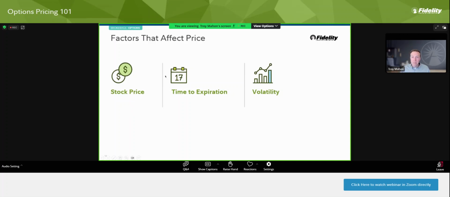There is time. So time is a constant. We can't change time. We haven't discovered a time machine as of yet, or at least I haven't. I know, Jake, I don't believe you have either. So time is a constant. And if we are sellers, time is working for us. If we are a buyer of options, time is working against us.